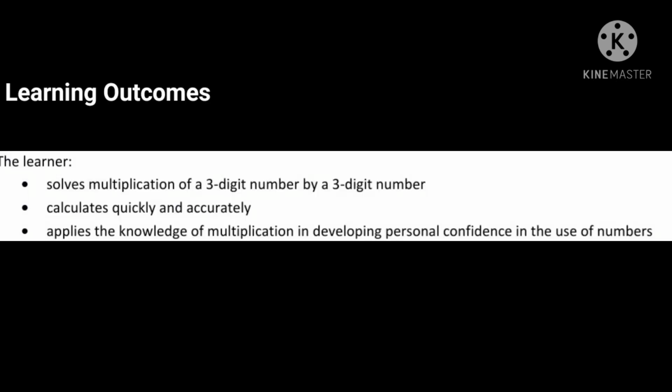Then, what is the learning outcome that should be achieved from this lesson plan? Well, firstly, the learner solves multiplication of a 3-digit number by a 3-digit number. The learner calculates quickly and accurately. The learner applies the knowledge of multiplication in developing personal confidence in the use of numbers. This is very important, that whenever a learner applies the knowledge of multiplication, it should develop a kind of personal confidence in the use of numbers, because they have to apply this knowledge while dealing with their daily life situations.